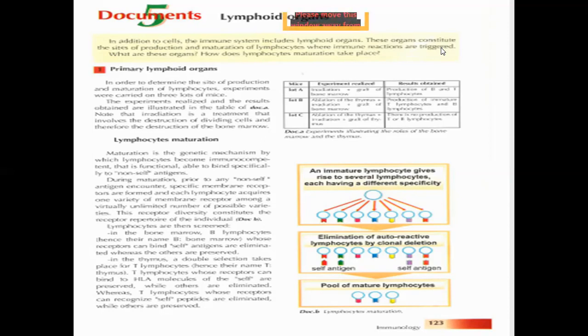All that I said, we will see in this document, B lymphocytes maturation. We have an immature lymphocyte that gives rise to several lymphocytes, each having a different specificity. Elimination of the autoreactive lymphocytes. These lymphocytes, the green and the red, and here is the purple, and the second red, bind to the self antigen. So what do they do? They are eliminated. Here they are eliminated, and only these three are preserved or persist.